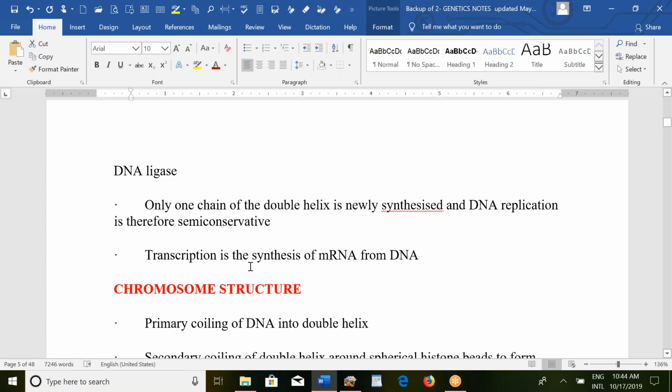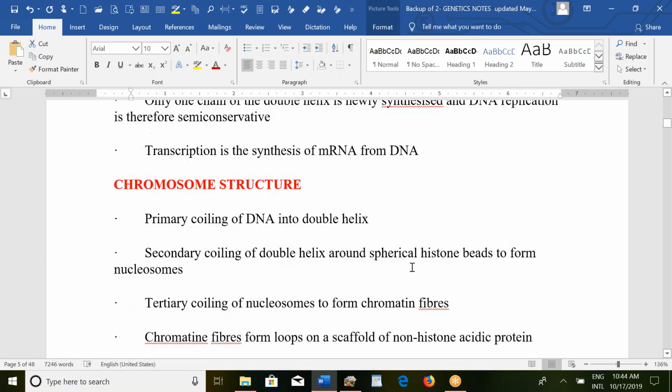So transcription is the synthesis of messenger RNA from DNA. It's not from messenger RNA to DNA. It is from DNA to messenger RNA.